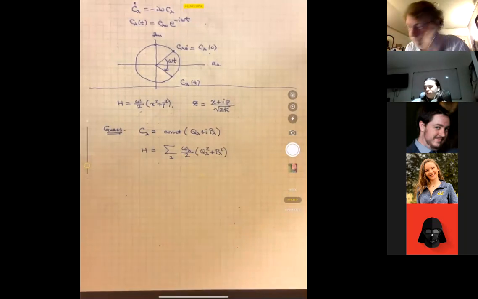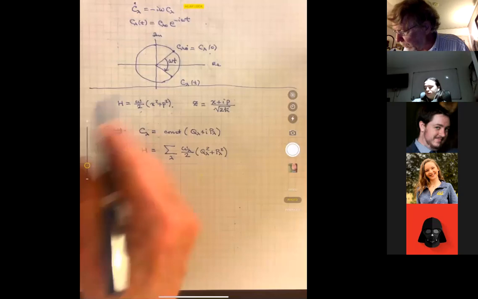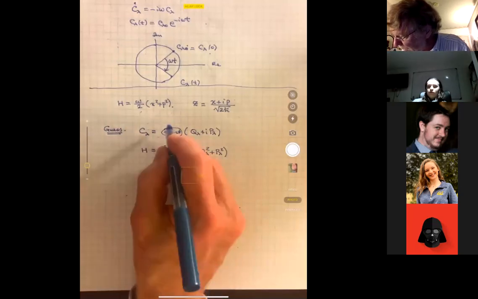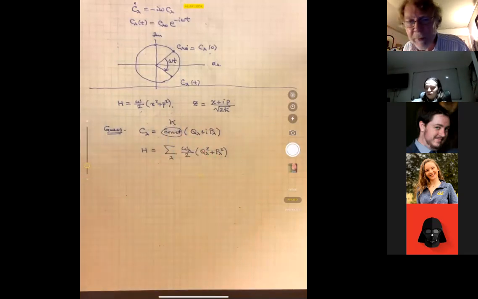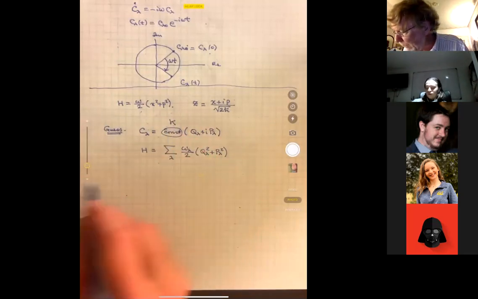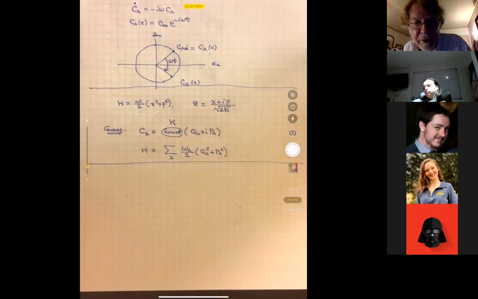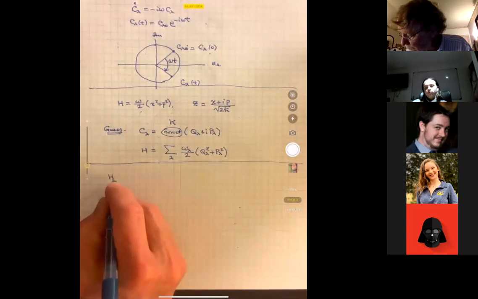Now, that's what this suggests. It's a good guess. The question now is, what is this constant? Let me call the constant capital K. I'm kind of running out of the alphabet here, but I'll call it capital K. How can we determine what that constant is? Well, we can determine it by making another guess. In mechanical systems, the Hamiltonian is usually the energy of the system. So let's guess that that's true here as well.